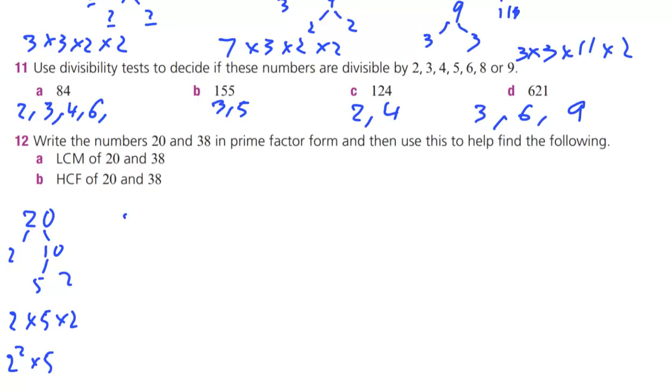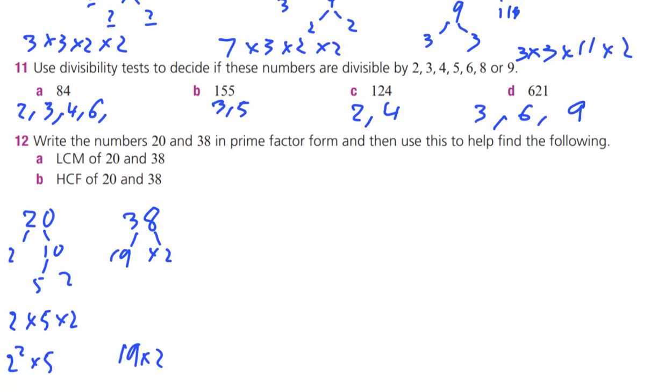For 38, it's going to be 19 times 2. And 19 is already a prime number. So that's 19 times 2. So for the lowest common multiple, they both have 2 in common. So I could get rid of the 2 squared and just make it 2. But there's a 2 and a 5 and a 19 still around.